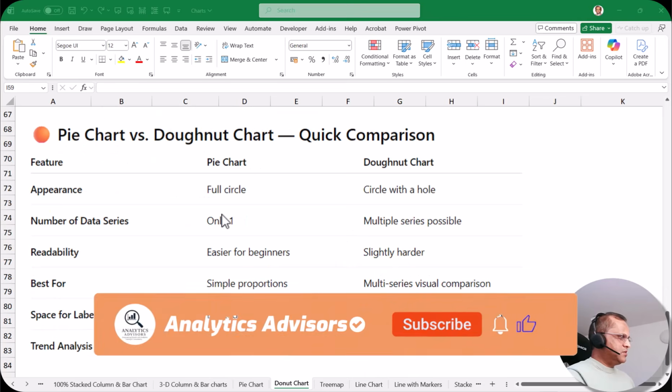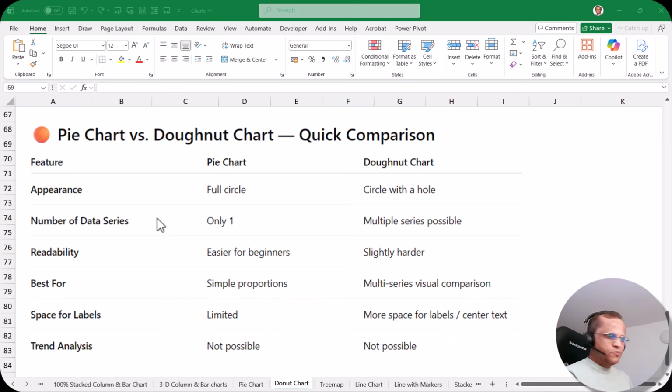Now here I've given the differences between the pie chart and donut chart. We have already discussed all those points, but let us see. So in terms of appearance, pie chart is the full circle, while donut chart is a circle with a hole. Number of data series. Now see in pie chart I can only go for one series, while in the case of donut chart I can go for multiple series. That's a major advantage of the donut chart.